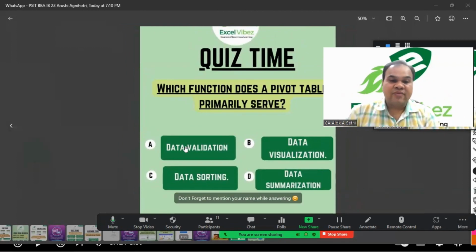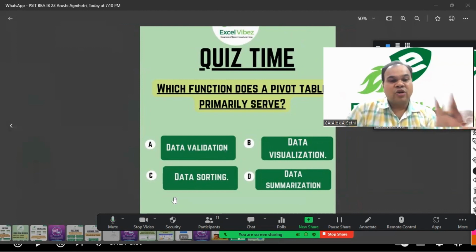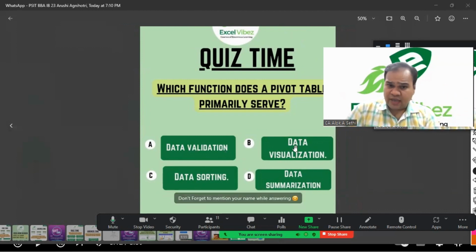तो ना ये वैलिडेशन के काम में आता है, ना सॉर्ट करते हैं डेटा को. सॉर्टिंग इज़ जस्ट अरेंजिंग द डेटा इनटू अ पर्टिकुलर ऑर्डर. So we are not arranging the data, we are deriving some summary from the data. And visualization is not by pivot table, it is by pivot chart. तो ये सारे आंसर गलत थे, ओनली एक ही सही आंसर था डी.